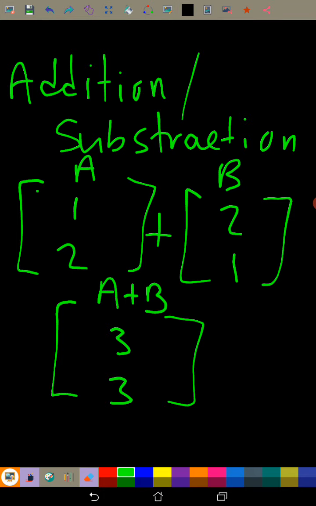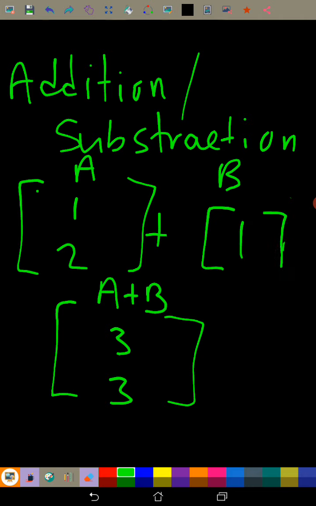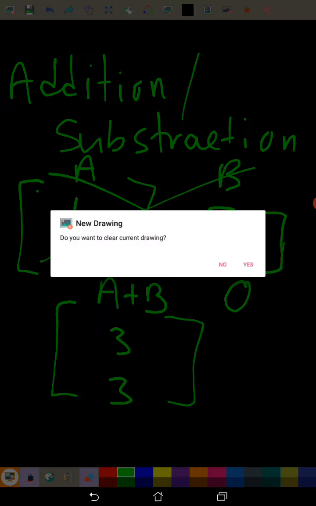But if we had something like B is equal to, let's say, just 1, as it has only one entry, it does not have a column, it just has one entry, one column, one row. So how will we do the addition? Do we say that there is a 0 here? They say no. They say that we cannot do this. Subtraction is just the inverse of addition, so we don't need to do it here.